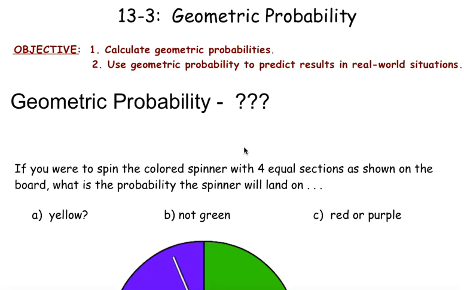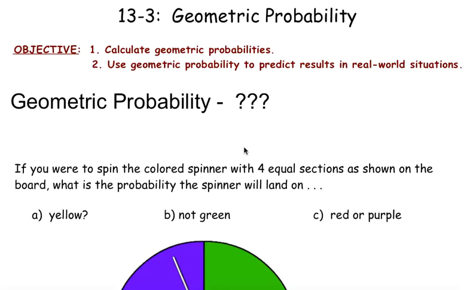So our objective today is to calculate geometric probabilities and use geometric probability to predict results in real-world situations. My first question to you is, I know you've heard the term probability before. What do we mean when we say geometric probability? Because I doubt that you've ever heard the word geometry or geometric put with the term probability before.